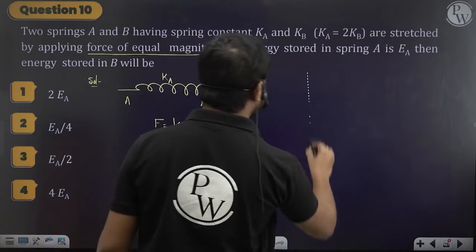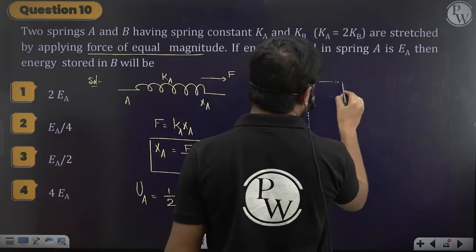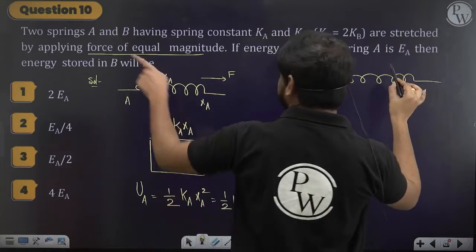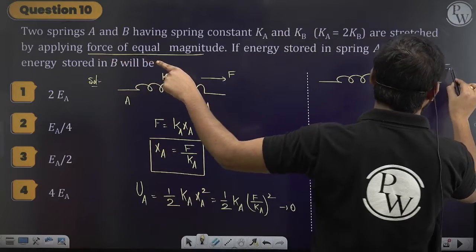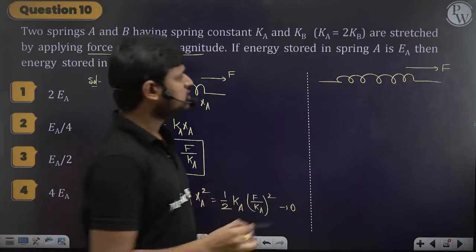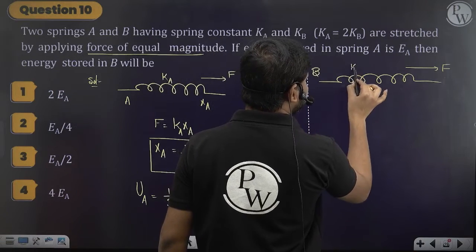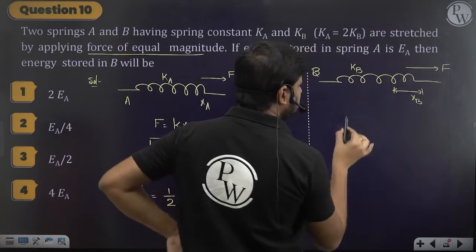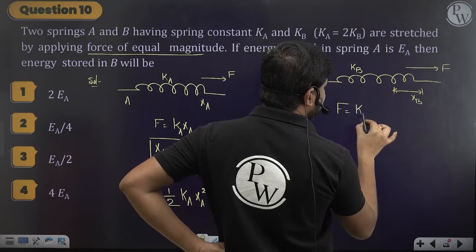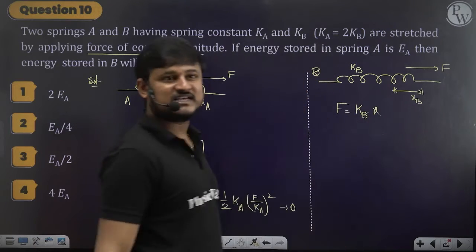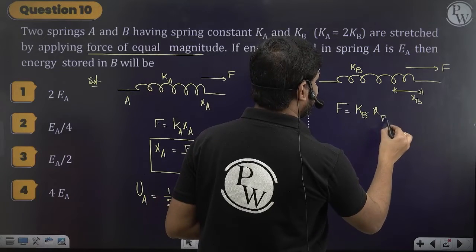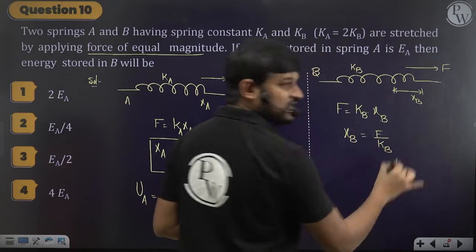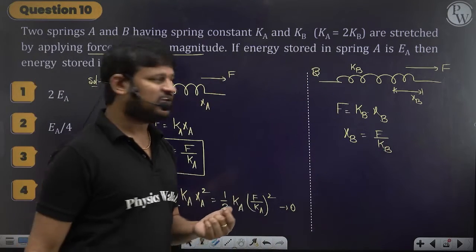So now similarly, let's do it for the second spring also. Where the same force is applied. See here. Whatever the force in the previous case, here also the same force is applied on the spring B. So let it be the spring B, whose spring constant is Kb, and whose displacement is, let it be Xb. Now I know that force is equal to the spring constant Kb into the displacement Xb. So from here, the displacement Xb is equal to F by Kb.